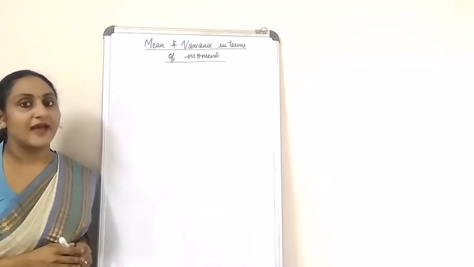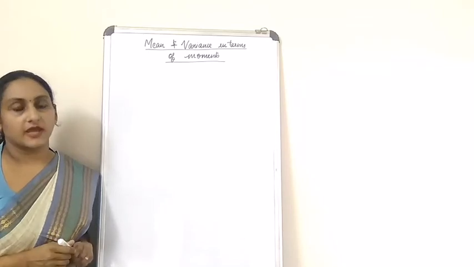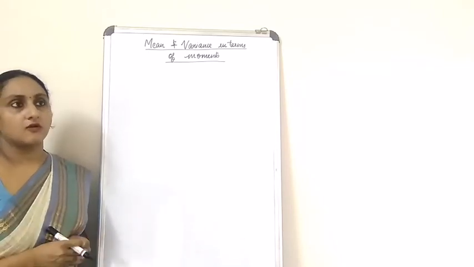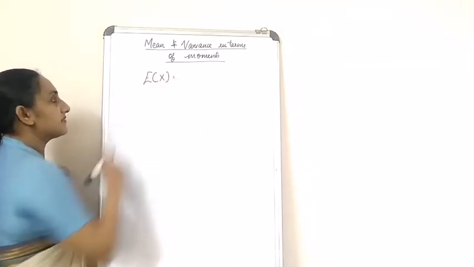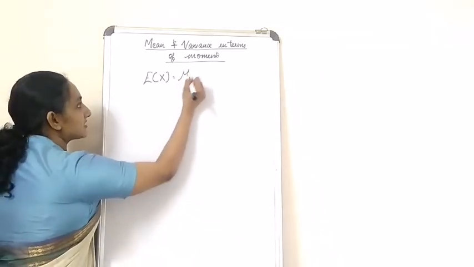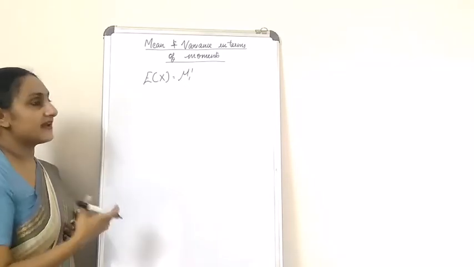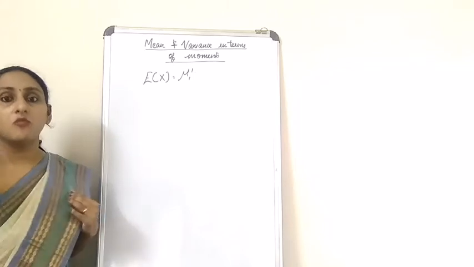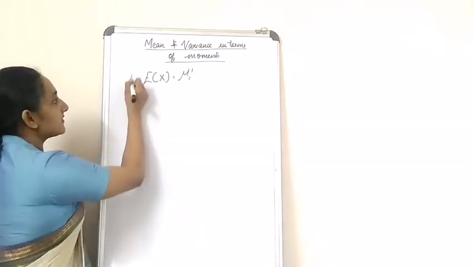So next we will have a look at the mean and variance in terms of moments. We have already seen that the mean is the expectation of x. And how do you represent expectation of x? It's nothing but mu1'. So we get the answer that mu1', which is the mean, is also the first raw moment of the random variable x. So that is our first result.